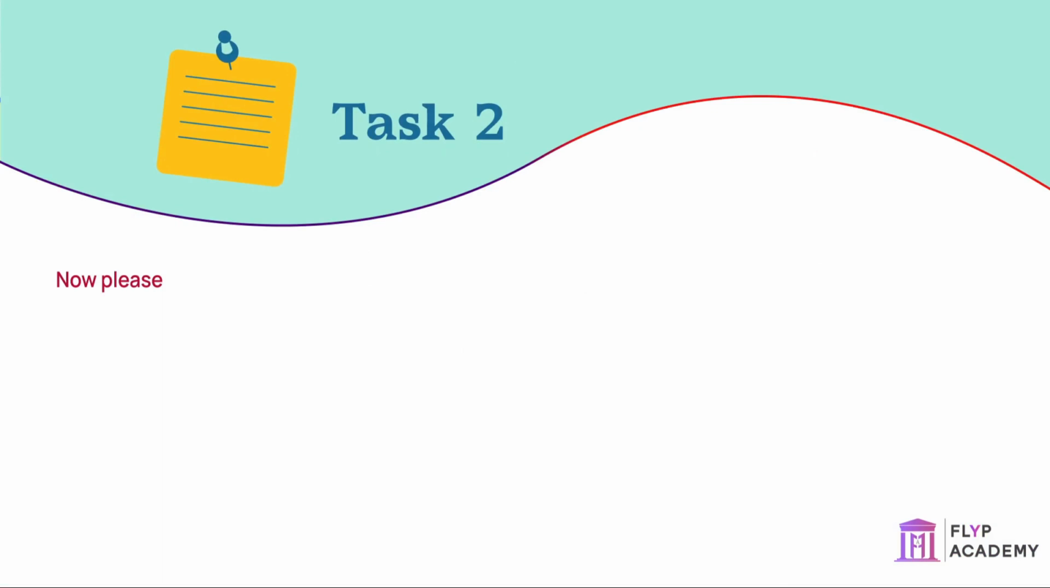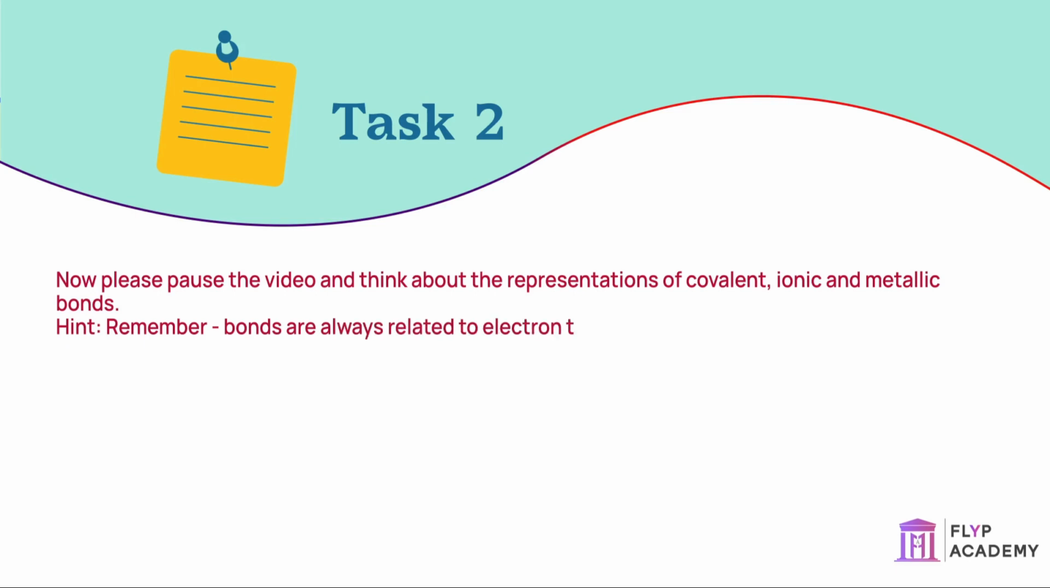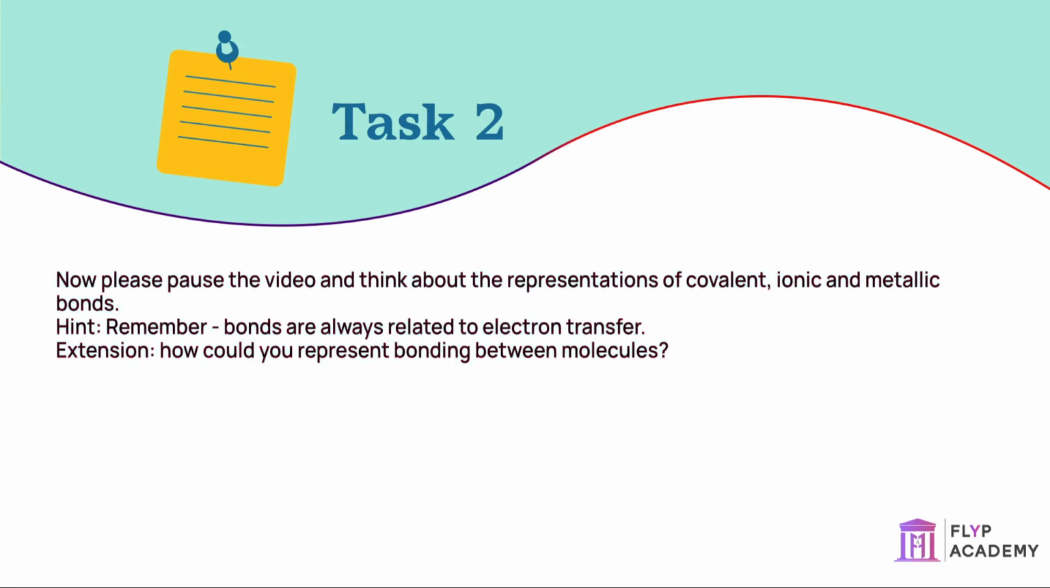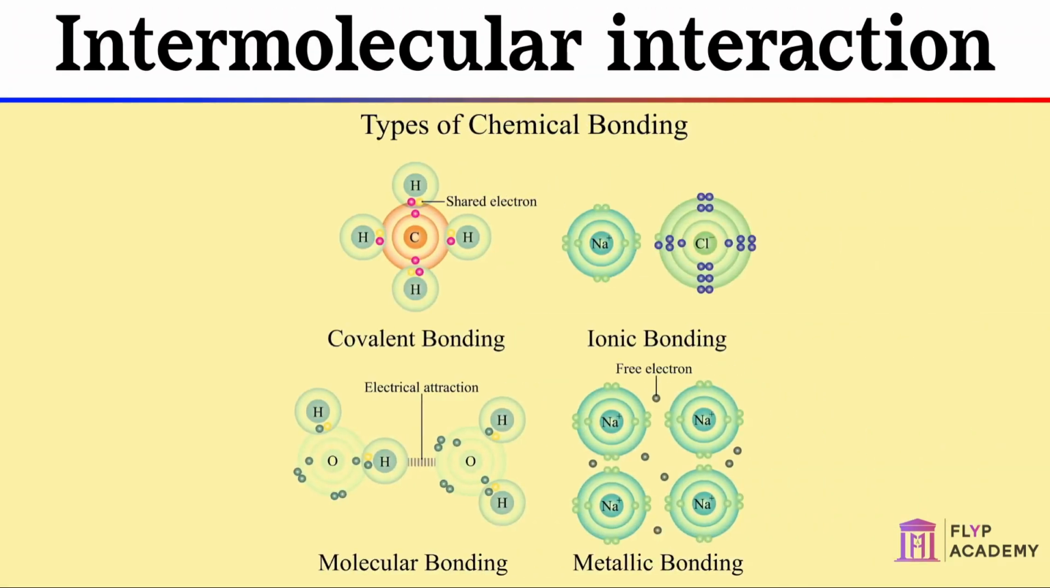Task. Now please pause the video and think about the representations of covalent, ionic and metallic bonds. Hint: remember, bonds are always related to electron transfer. Extension: how could you represent bonding between molecules? The following image shows the representation of all the bonding plus the molecular bonding called intermolecular interaction.